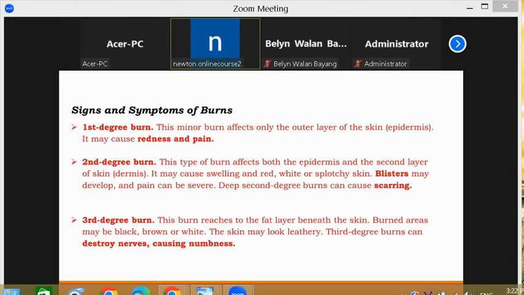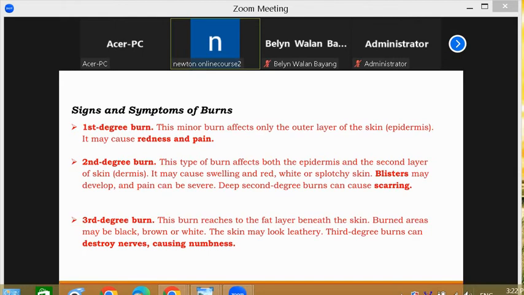Okay, the burn reaches beneath the skin to the fat layer. The burnt area may be black, brown, or white in color. So maybe the skin color is changed because in a third degree burn all the area is affected to the patient. So my patient's skin color will also be changed, and the skin will look leathery. Leathery means the patient's skin will be very thick.